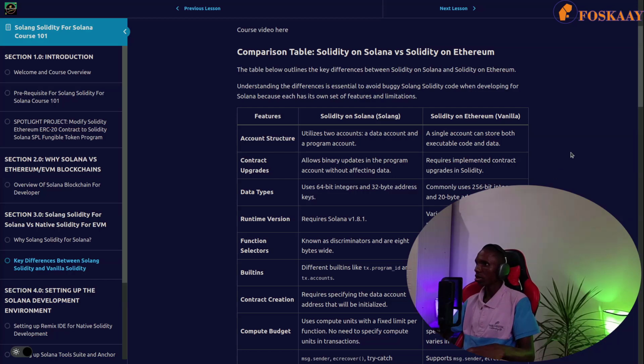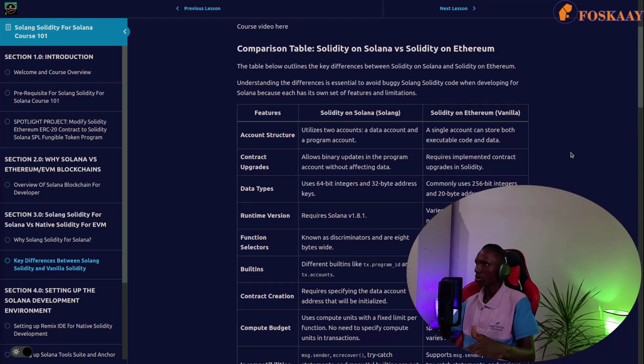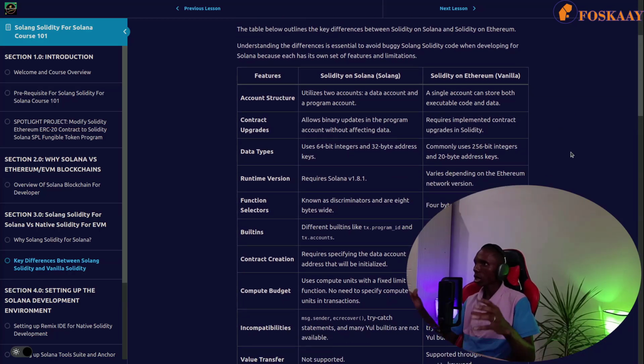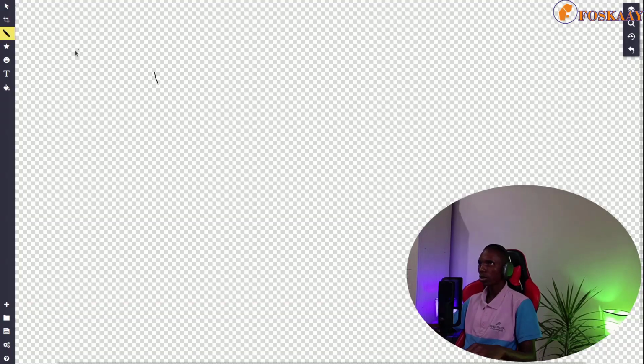Then the next one, data type. Solidity on Solana uses 64-bit integers and 32-byte addresses. Like what I was saying before, to give you a better understanding, because everything boils down to these accounts, I've decided to quickly bring this up. So just bear with me.